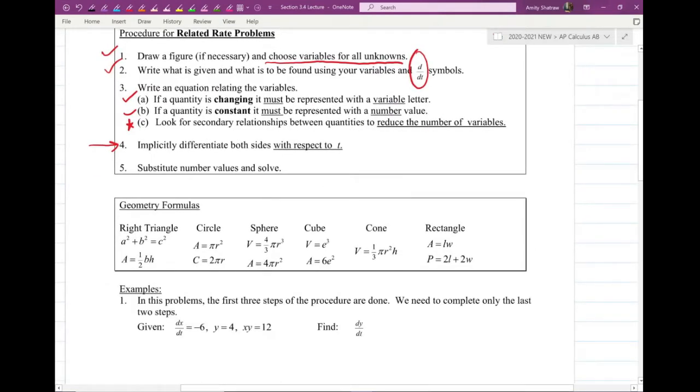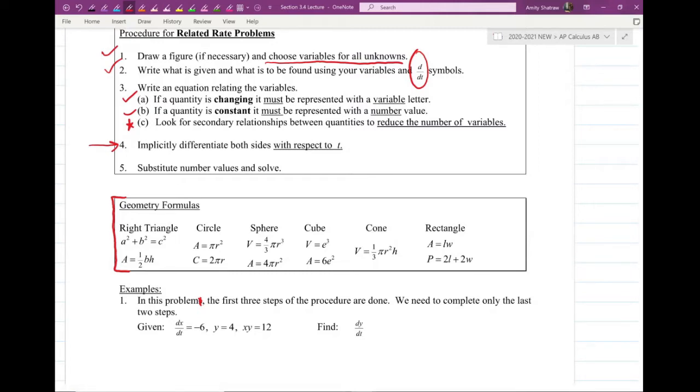And I know I'm skipping the geometry formulas. We'll be using them as we move through lecture. Okay, so I'll come back to that in a minute. Examples in this problem, little typo there. The first three steps of the procedure are done. We need to complete only the last two steps.